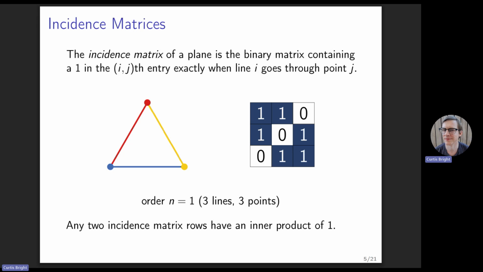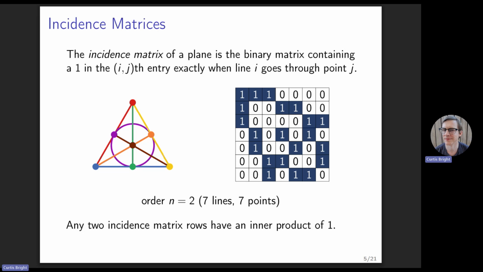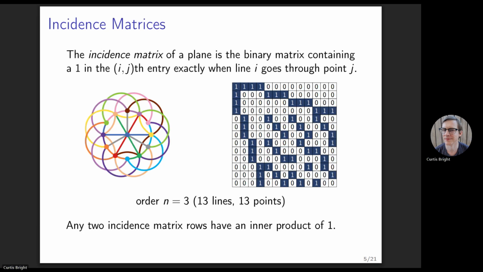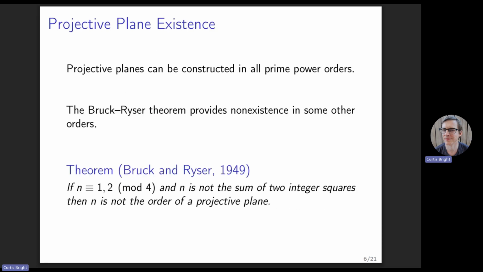And you can convince yourself with the larger ones here, right? So this is a Fano plane, 7 by 7 matrix. Again, any two rows have an inner product of 1. And here's the order 3 case, 13 by 13. Same thing. Okay, so you might already have the question, a famous problem: what orders do projective planes exist in?